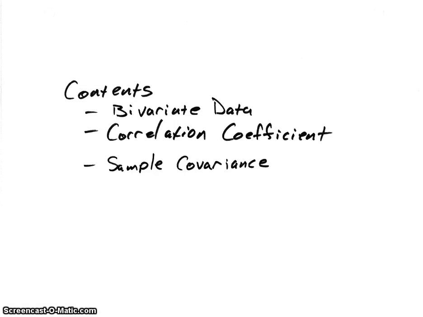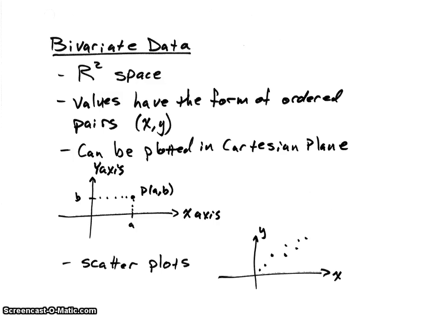In this video, we'll be covering the following three topics: bivariate data, correlation coefficient, and sample covariance. Bivariate data is really just data that is in the Cartesian plane. It's in the r squared space. In other words, it has two real values.